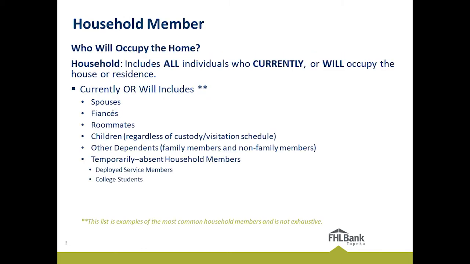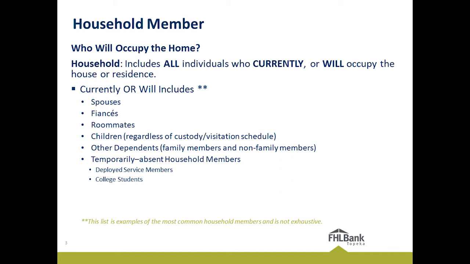Now we are going to discuss who is a household member. It's important to remember that your loan application and the grant reservation are separate. Just because they are not on the loan does not mean they could be excluded from the household. Anyone who will occupy the house is a household member. This list has some of the most common household members but is not all-inclusive. Spouses. Please note, if your borrower is going through a divorce, it must be finalized before the reservation is submitted. Just filing for divorce is not sufficient.